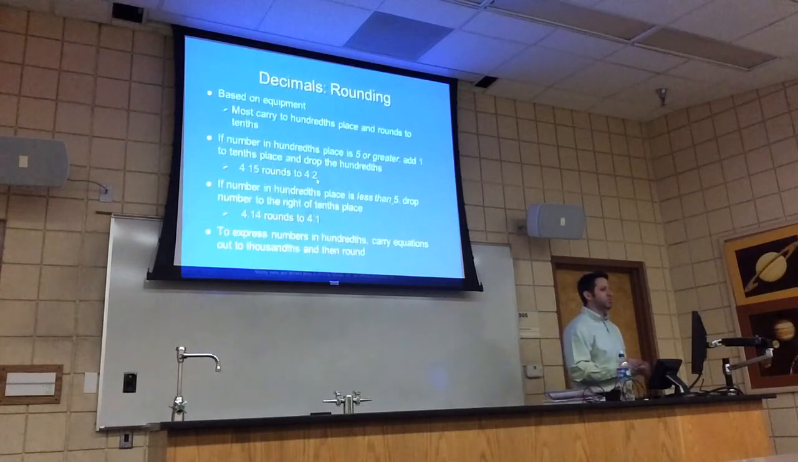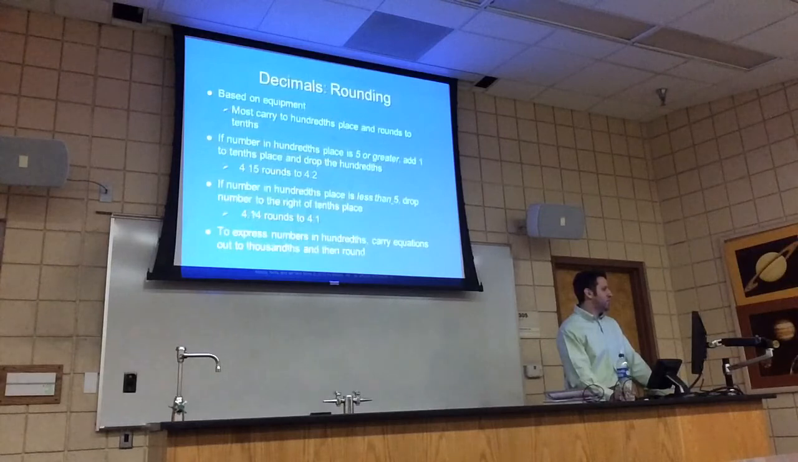If the number in the hundredths place is less than 5, then we would just leave that tenths place the same. So 4.14, okay? We want to round to the first decimal place. So we look at the second, which is 4, which is not greater than or equal to 5. So we would just keep it at 4.1. Okay, does that make sense?